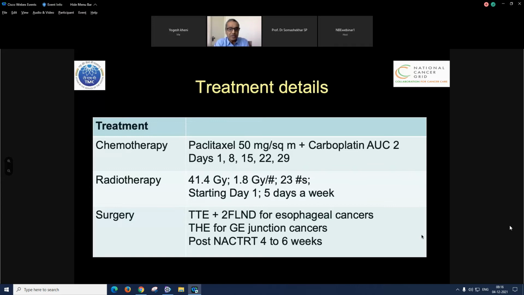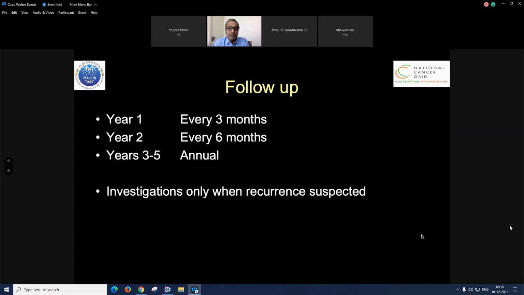on for 5 weeks. And surgery was predominantly a transthoracic esophagectomy with a 2-field lymphadenectomy for esophageal cancers. The option of transhiatal for GE junction cancers was open. And in those patients who were operated after neoadjuvant chemoradiation, it was recommended that they be operated 4 to 6 weeks after completion of chemoradiation.